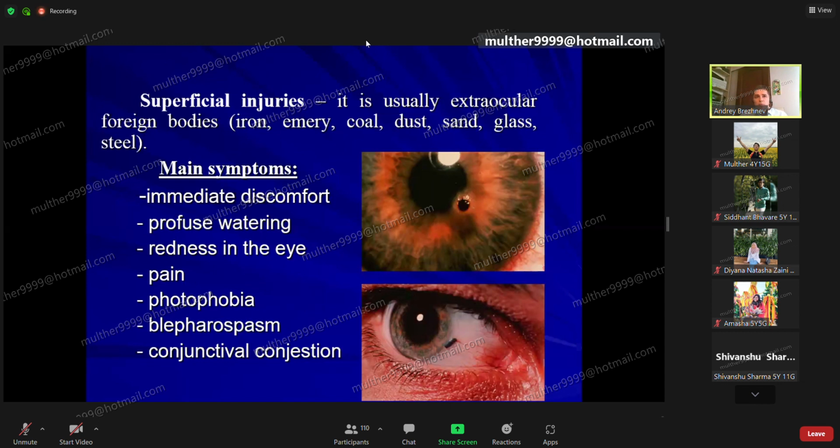The usual foreign bodies are particles of iron, emery, and coal. In agricultural workers, these are parts of dust, sand, wings of insects. It may be dust, it may be glass, it may be steel. It's very important to know the properties of the foreign body. It may help us to remove it. For example, in some cases of metal foreign bodies, we can use magnets to remove them.